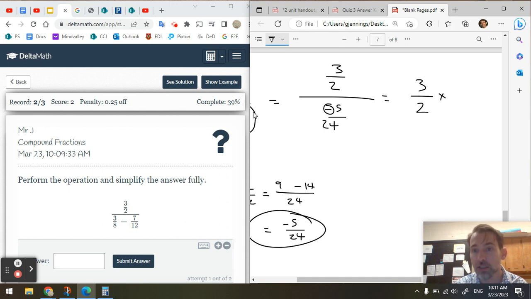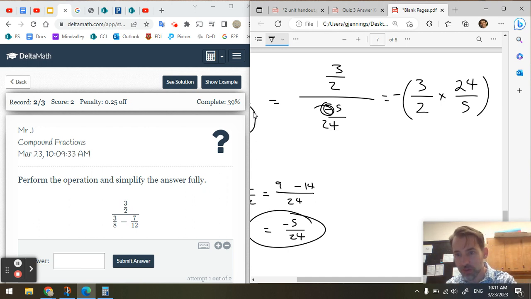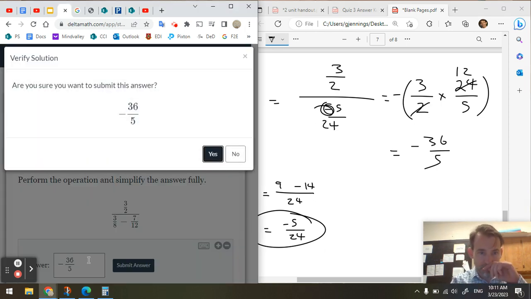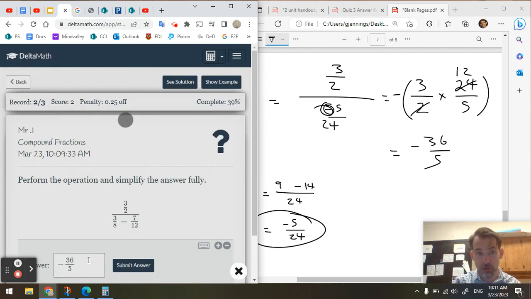3/2 times 24/5. But it's negative, okay? It's negative. So I just separate that from your thinking so your thinking is clearer. I see some cancels. 2 cancels one of the 2's in 24, makes it 12. No further cancellations possible. This is -36/5. That's a beautiful type of problem to be able to do mental math-wise.